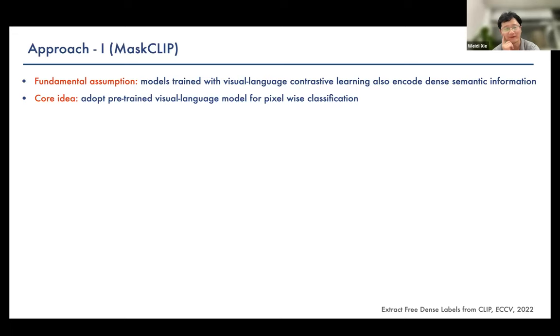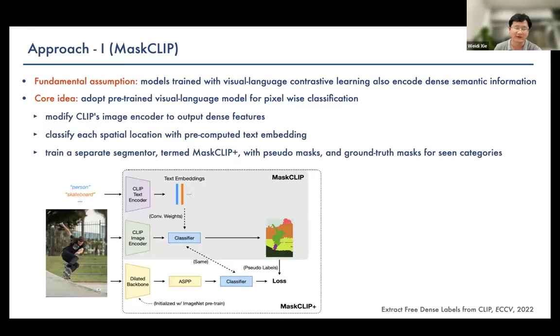It's called MaskCLIP, and the idea is actually very simple. You have a CLIP, and CLIP can do image-wise classification. We just convert it to do pixel-wise classification. You input the image, and you also input the category names to the CLIP text encoder, and you get the classifier for different categories. Then you just do pixel-wise classification. But of course, you have to make some changes to the image encoder, because previously, if you don't do that, you're going to map the whole image into a single vector.